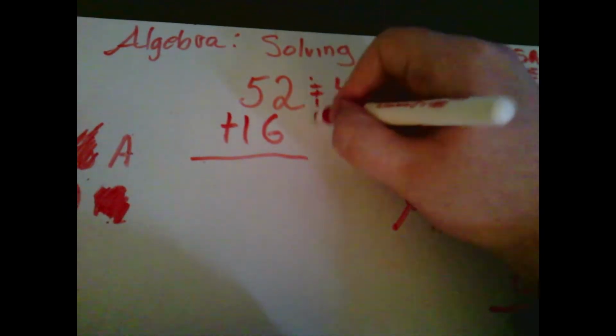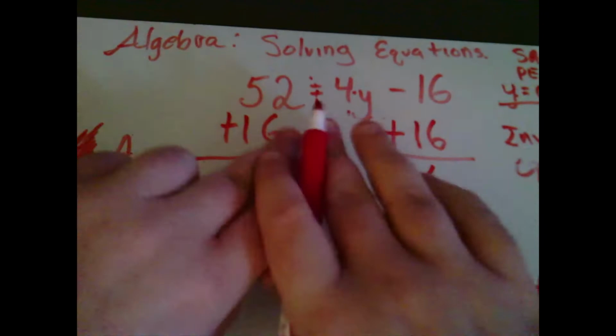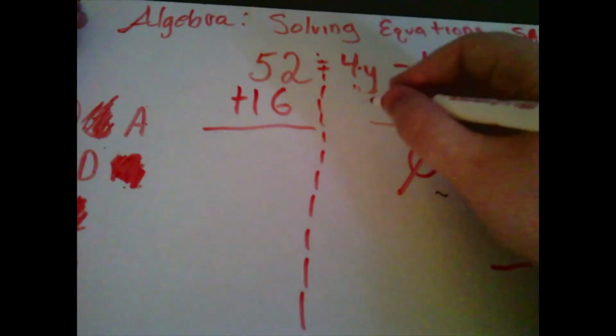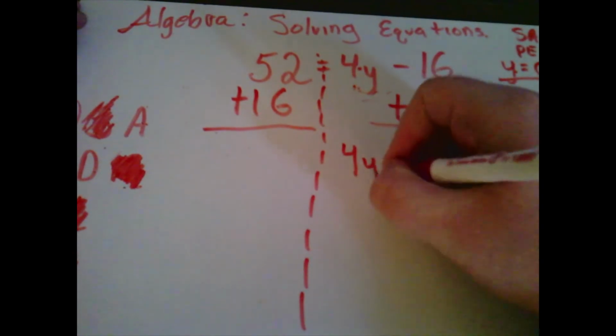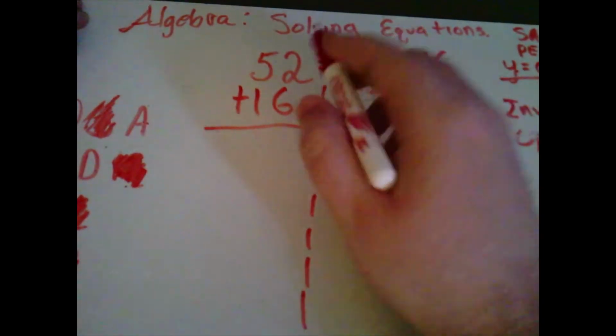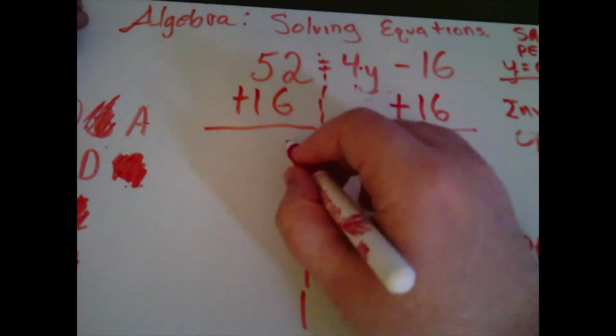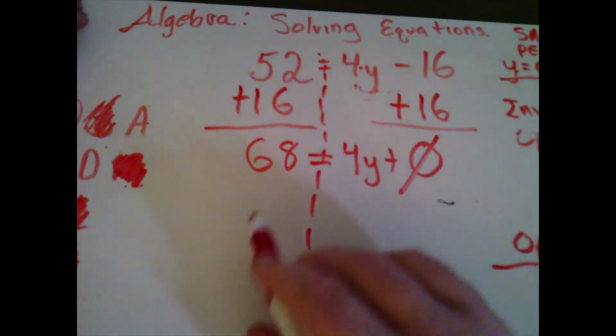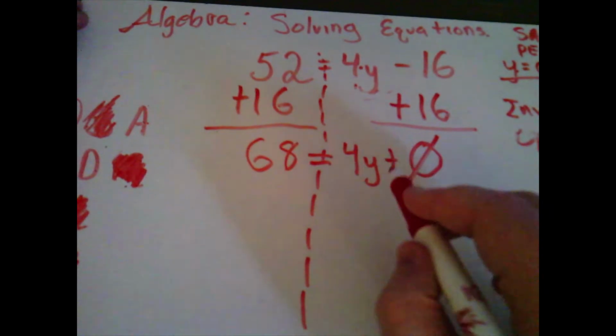Let's put a line right here, just dividing both sides of our equation. We're going to bring down this 4y plus 0. 52 plus 16 is 68. And now we are left with 68 equals 4y.